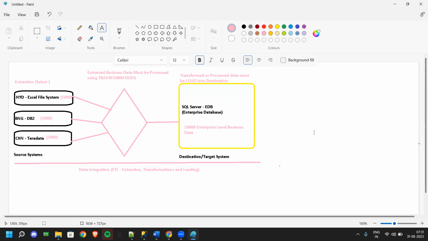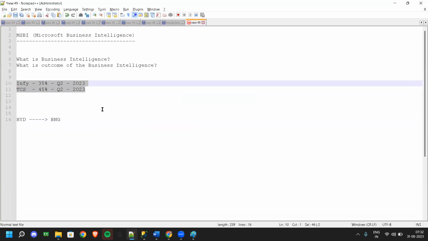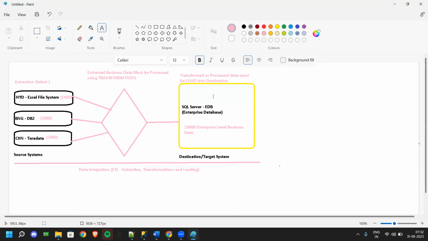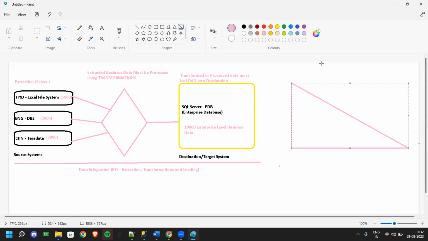Now, once you have 10,000 records in a single structure, you start preparing the report. Something like this. This is a report format. You start visualizing this data in a more understandable format called a report, right? I'm just considering this one. You have a provision to try this. Sir, what is this? It's like a graph chart.